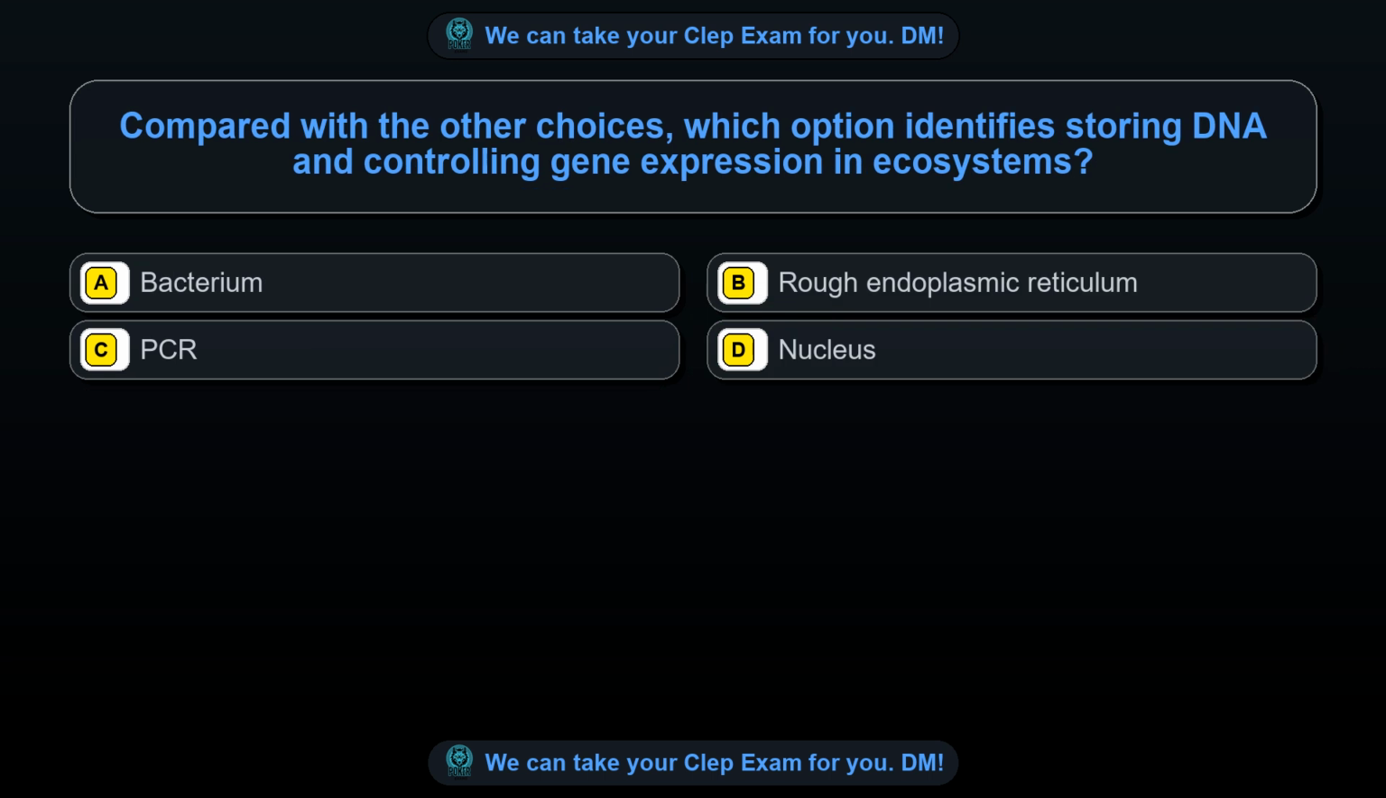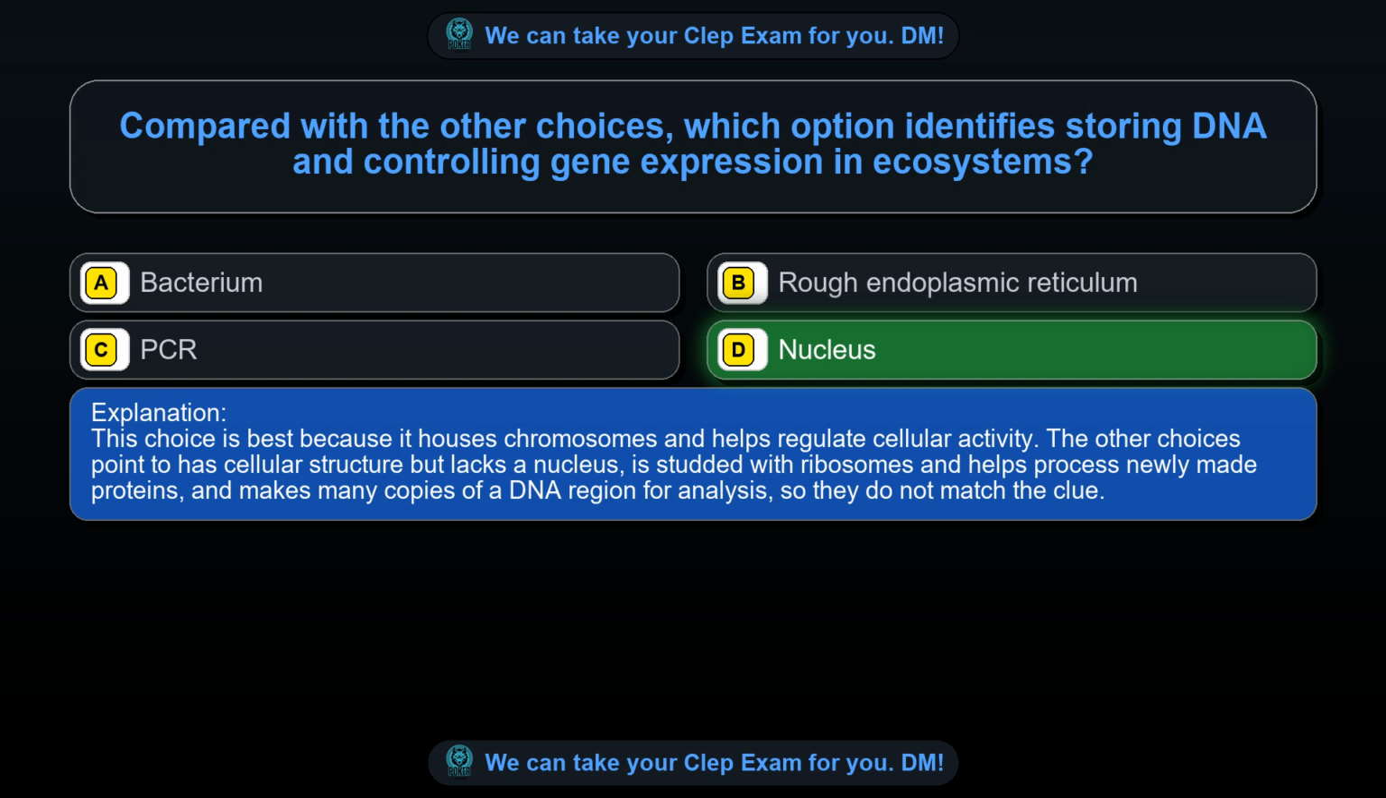Question 63. Compared with the other choices, which option identifies storing DNA and controlling gene expression in ecosystems? Option A, bacterium. Option B, rough endoplasmic reticulum. Option C, PCR. Option D, nucleus. The correct answer is option D, nucleus. This choice is best because it houses chromosomes and helps regulate cellular activity. The other choices point to has cellular structure but lacks a nucleus, is studded with ribosomes and helps process newly made proteins, and makes many copies of a DNA region for analysis, so they do not match the clue.